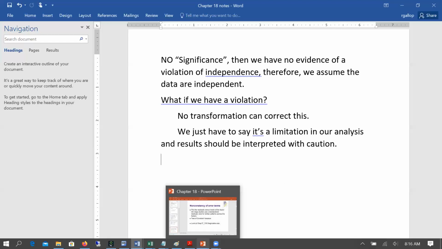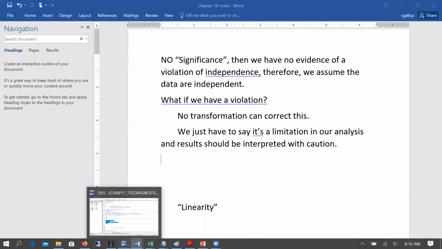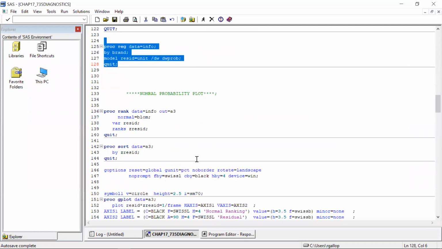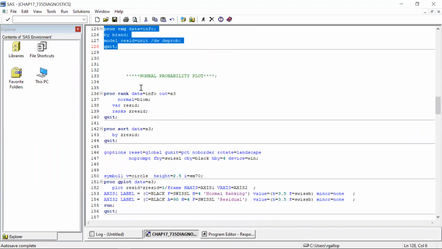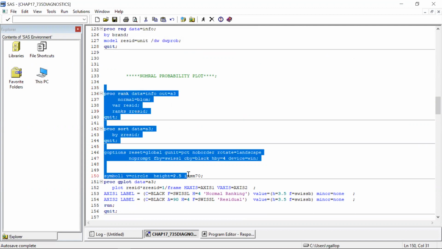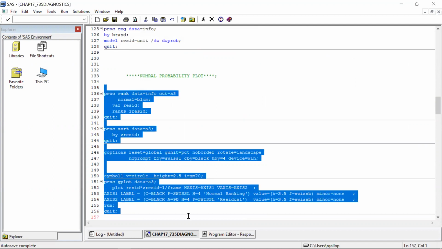Let's get back to the program. This one's looking at the normal probability plot. The auto plot does a really nice job. I'll show you guys the code to do it in SAS. It's going to create the output with respect to the Gplot.